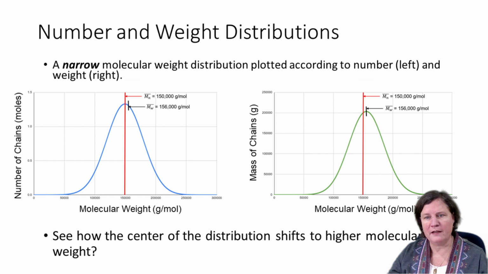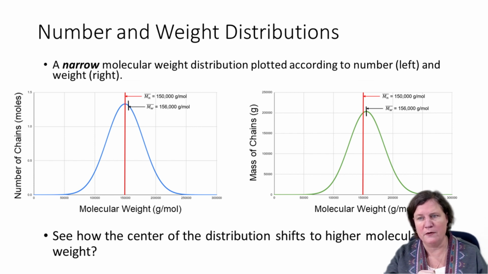Here I've taken a perfect bell curve, and we've plotted the number of chains versus the mass of those chains, or the molecular weight of those chains, on the x-axis. And when we do that, the number average molecular weight is right at the center of that bell curve. And in this example, it's 150,000 grams per mole.